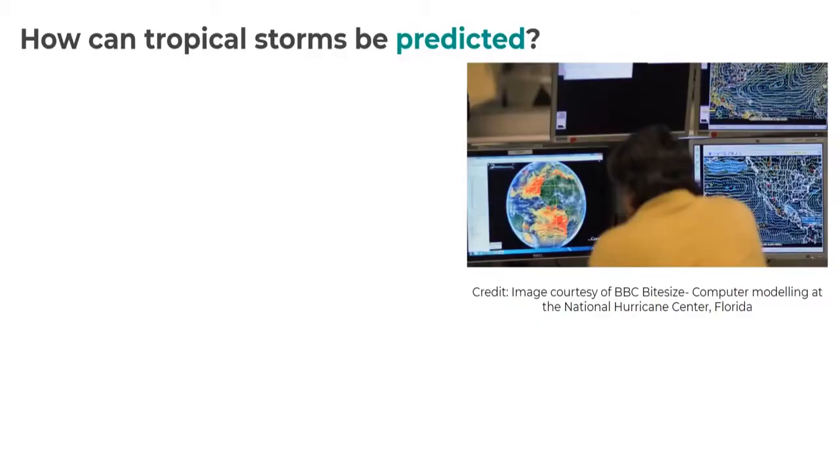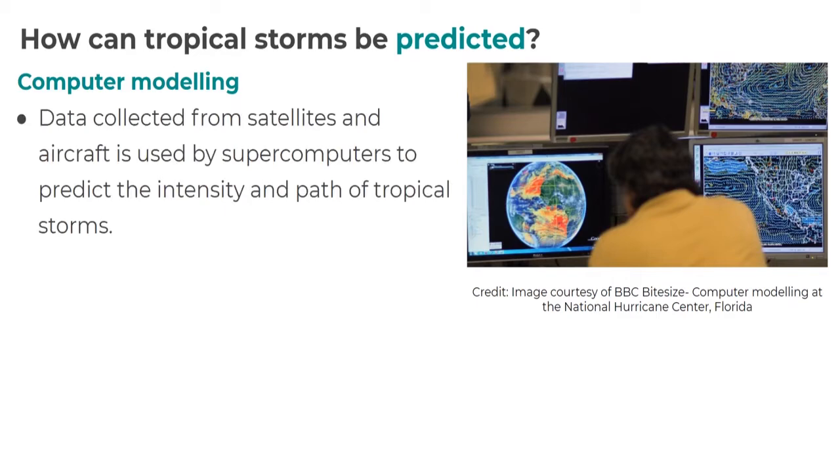So how can tropical storms be predicted? Well, the way in which we are able to do this is through computer modelling, and the computers use data collected from somewhere that we've already mentioned. So data collected from satellites and aircraft is used by supercomputers to predict the intensity and path of tropical storms. The intensity of a tropical storm is its strength, and the path of a tropical storm is the route that the tropical storm may take.